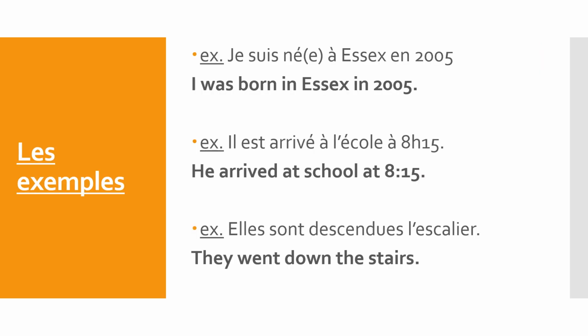Let's take a look at some examples. Je suis né à Essex en 2005. I was born in Essex in 2005. Il est arrivé à l'école à 8h15. He arrived at school at 8:15. Elles sont descendues l'escalier. They went down the stairs.